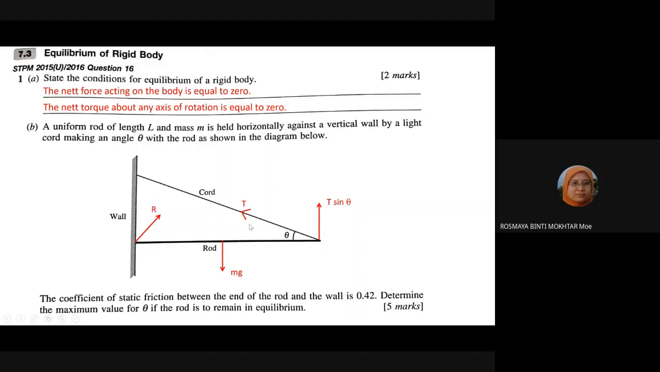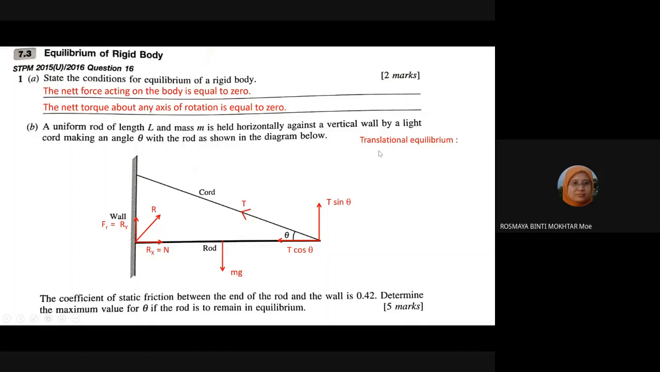Then the components of T are T sine theta and T cos theta. T sine theta can be written in this direction here also. Then the R I just said is the normal. You can just write Rx and Ry, the components of R. The component Rx is the normal and the component Ry is the friction. So we use translational equilibrium.